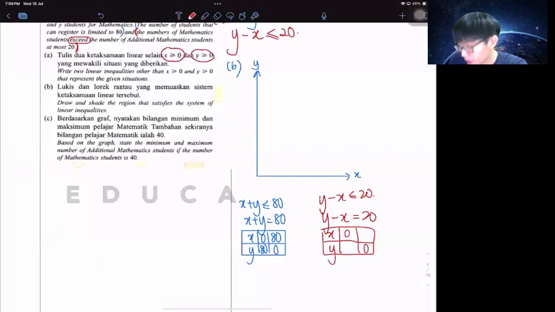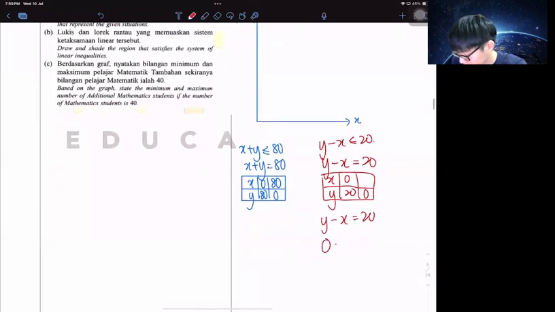Okay, I'll try my favorite combination. If x is 0, put inside y minus 0, it equals to 20. No problem. But now when I try y is 0, this one maybe I need to show so you can see better. Oh no.